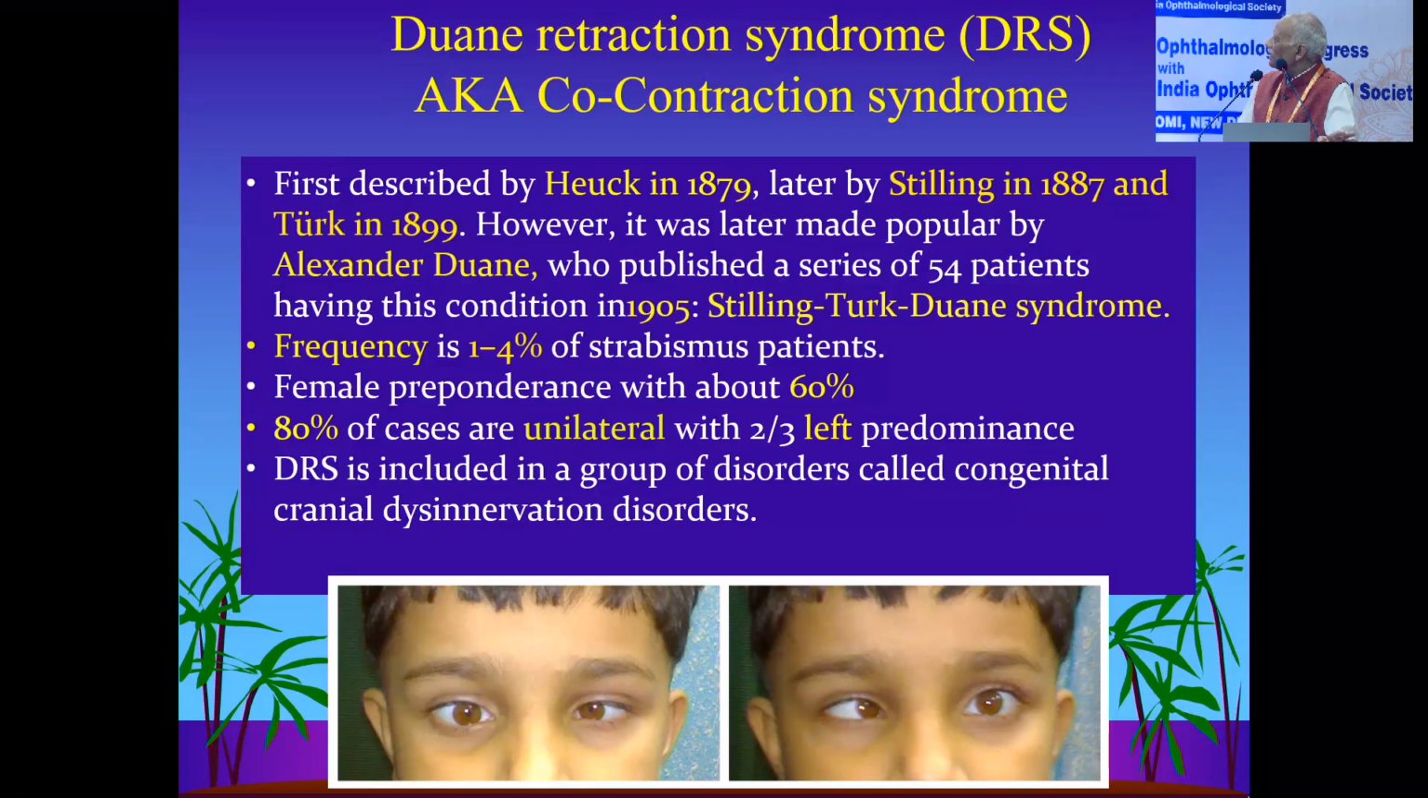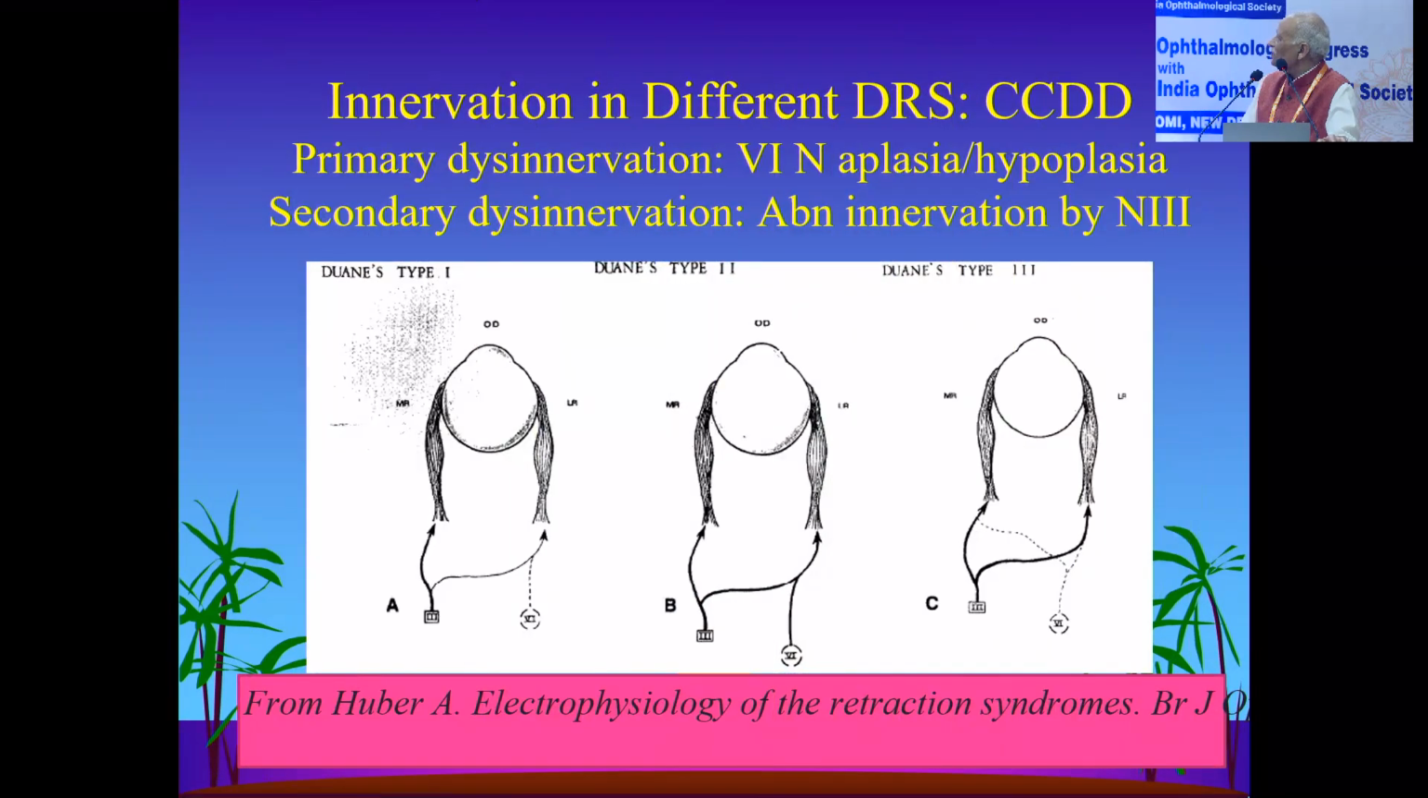The interesting part I learned from Parsa's article is why this is happening. That's something which I would like to always say. So in this, what is happening is there is an innervational problem. Primary disinnervation is lateral rectus not getting innervation during abduction. Secondary disinnervation is that the lateral rectus is getting innervation during adduction or at both times.